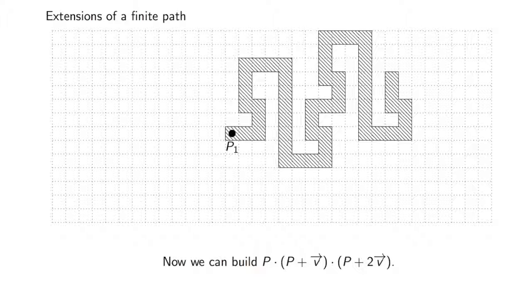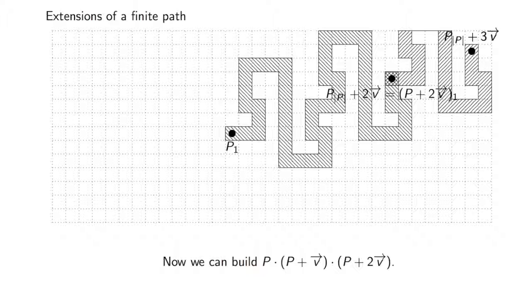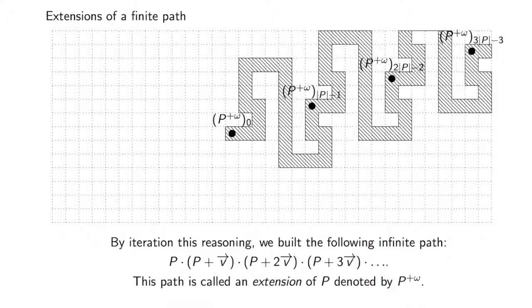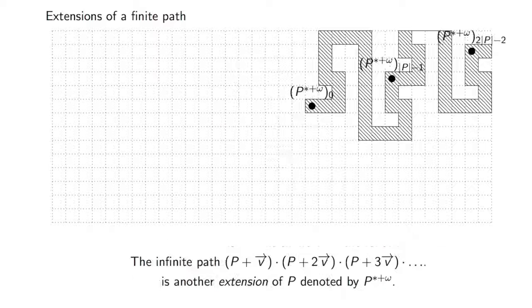Now we are interested in the translation of P by 2V. And here is the translation of P by 2V. And here is the concatenation of these three paths. The direction of the current path is 3V. By iterating this reasoning, we obtain an infinite path called P plus omega. This path is called an extension of P. There exist other kinds of extension of P.